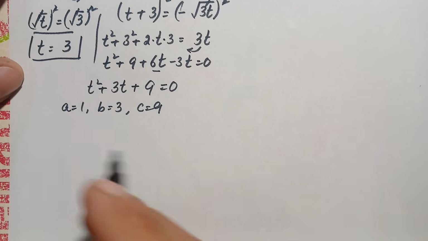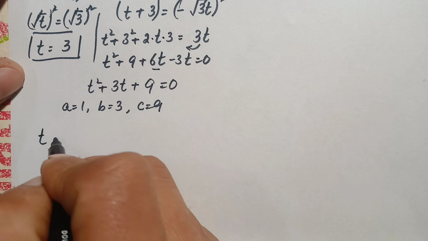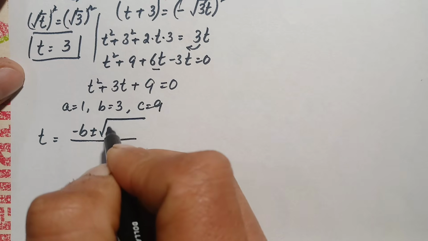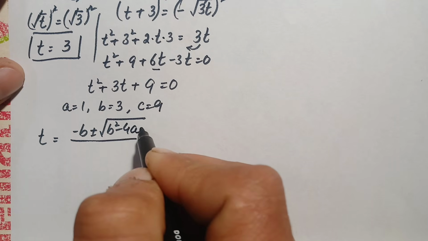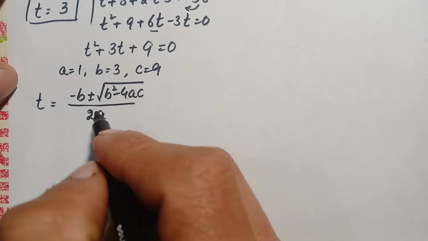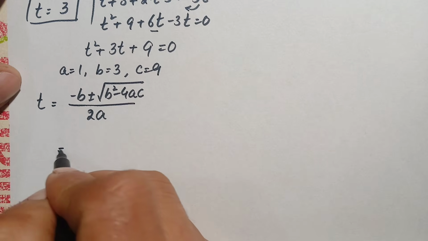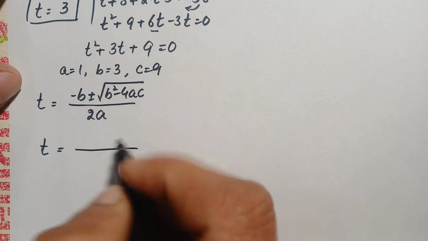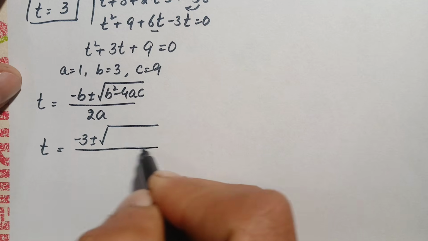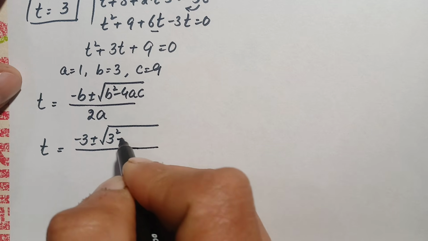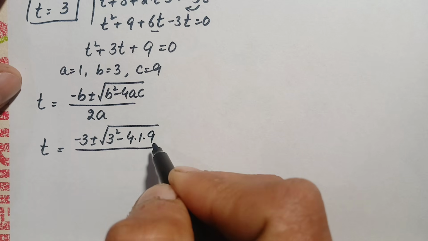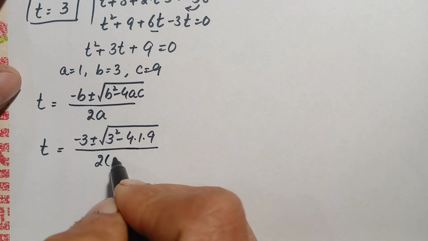Now the quadratic formula is t is equal to minus b plus minus square root of b square minus 4ac, divided by 2a. Let us substitute the values of a, b, c from here. So this will become t is equal to negative b, the value of b is 3, plus minus square root of b square, so 3 square, minus 4ac, the value of a is 1, the value of c is 9, divided by 2a. Now the value of a is 1.